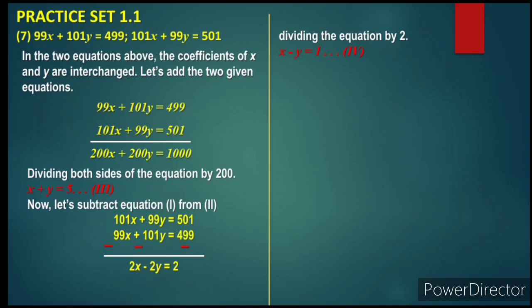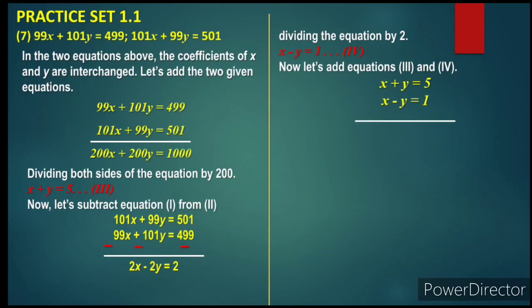You will see in equation number 3, y is positive and in equation number 4, y is negative. So we'll add both the equations to eliminate y. Let's add equation number 3 and 4. We'll write the third equation, then the fourth. So x plus x will become 2x, plus y minus y will get cancelled. 5 plus 1 is 6. So x will be 3.